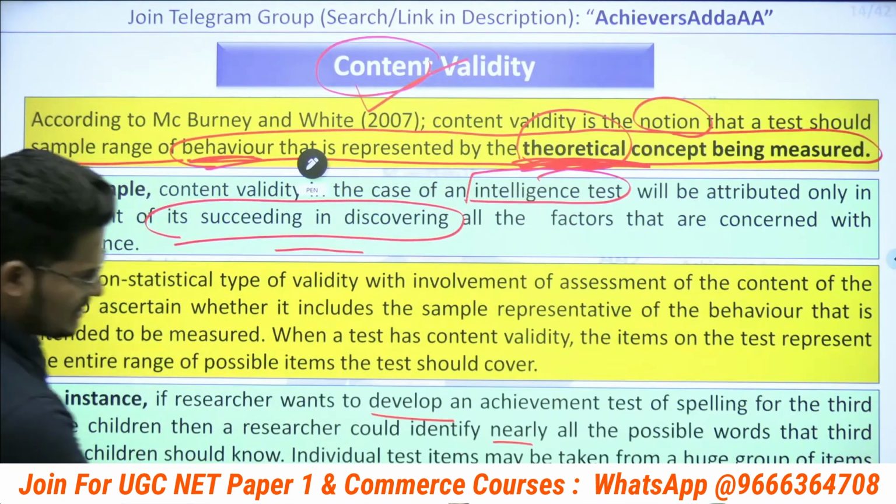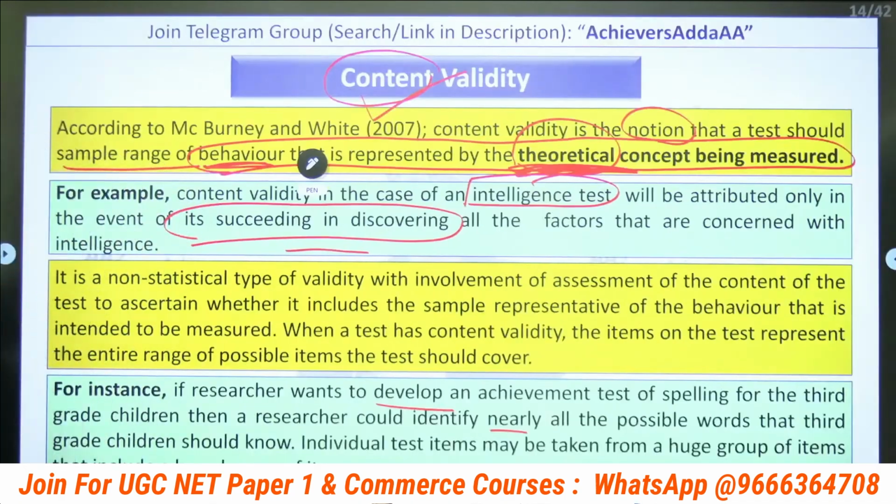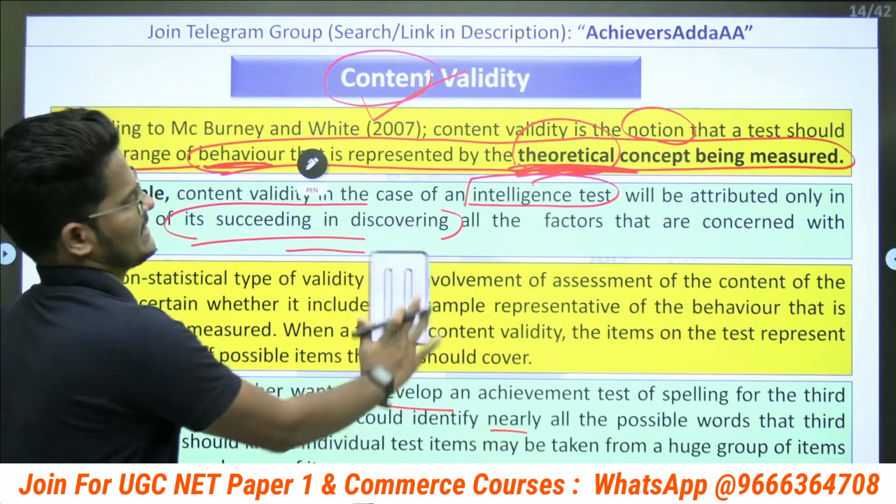So then individual test items may be taken from a huge group of items that include a broad range of items. Is it clear? This is type number 1, which is content validity.